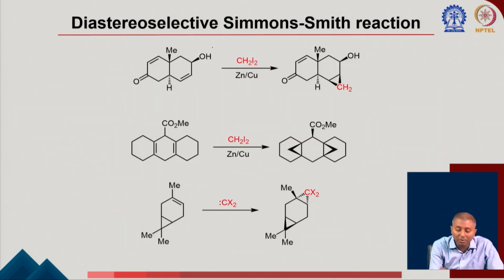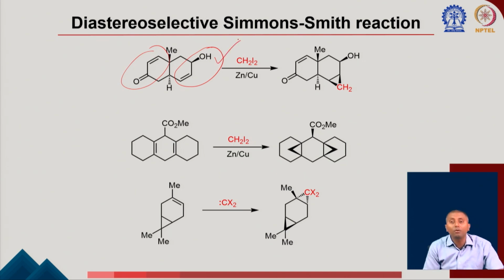Again, in this one, you can see there are two different scenarios. One is the alpha, beta unsaturated ketone, which means this double bond is electronically deficient. On the other side you have an allylic alcohol, which is going to take part in the cyclopropanation, and the OH is acting as a directing group for this diastereoselective reaction.